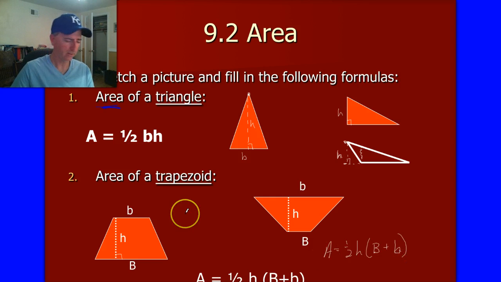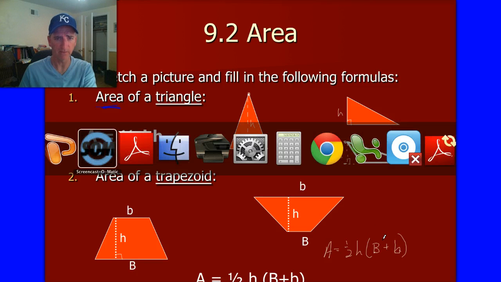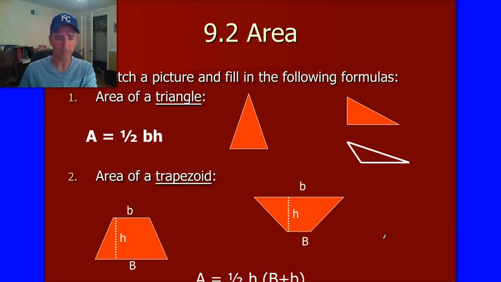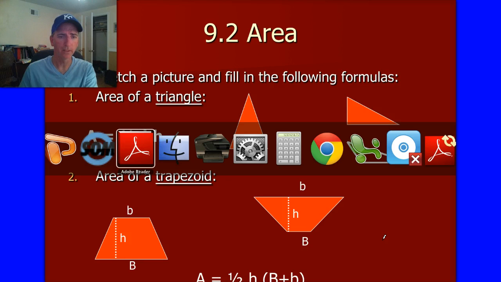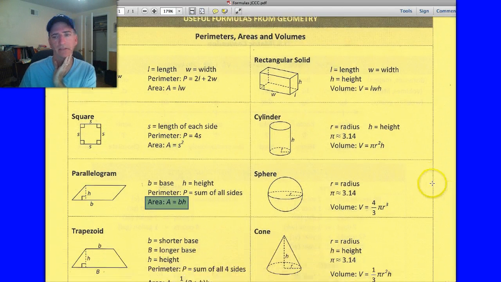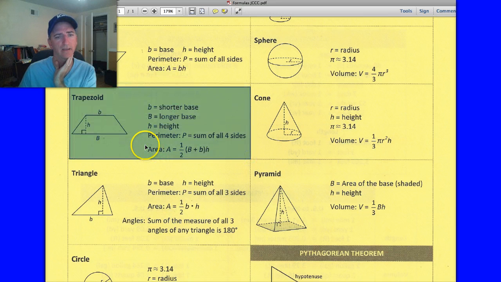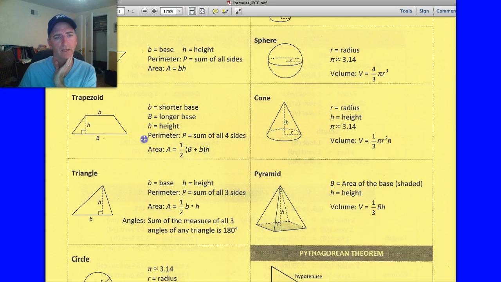Okay, now again, you don't have to worry about memorizing this because it's all on the yellow sheet. 1/2 times the height times the sum of the bases. Notice that the bases are in parentheses, meaning you have to add those before you multiply times h. And here it is, here's the yellow sheet. Here's the trapezoid section right here, and then you can see the formula that I just talked about is right here.